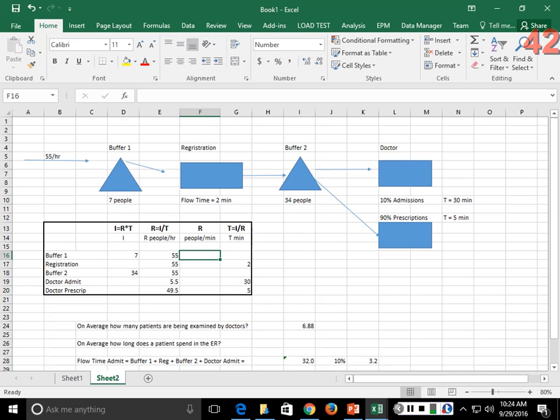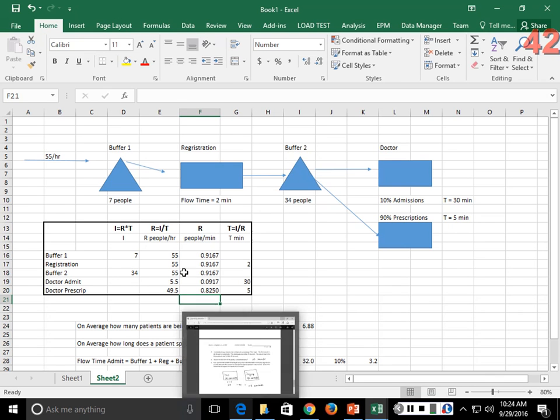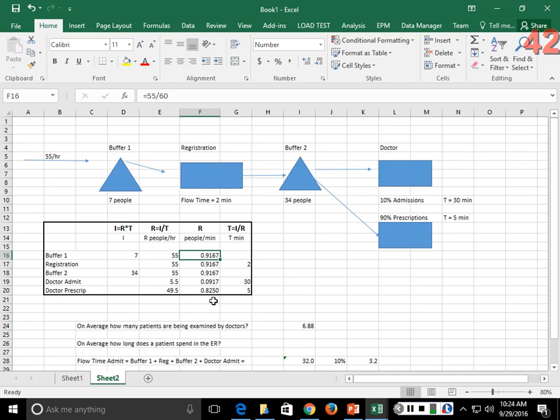I do want to make sure, okay, they're asking us, we're given time in minutes, and we're given throughput in people per hour. We have to make sure that they're in the same unit of measure. So it becomes 55 people per hour, and the algebraic thing is times 1 hour per 60 minutes, which is the same as dividing by 60. Okay, so it's 0.9167. And then this is going to be 5.5 divided by 60, and 49.5 divided by 60. Okay, so now I have my throughput per minute across every step.